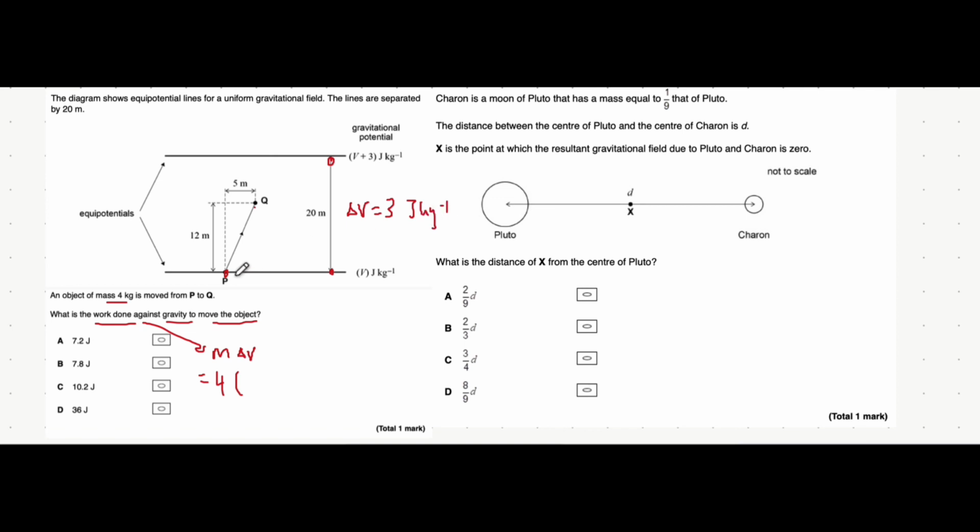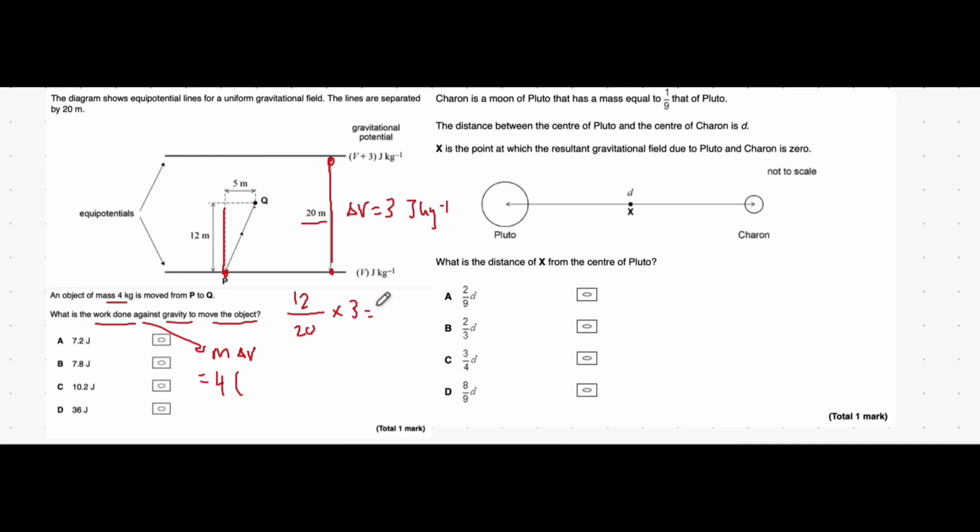But is that the same as the change in potential between P and Q? It's actually not, because Q is only a certain section of the 20 meter distance. In fact, we only consider the vertical distance because the 20 meters that we took is strictly vertical. So we say that Q is 12/20ths along the way between V and V plus 3. So it will have 12/20ths of the change in potential, if that makes sense.